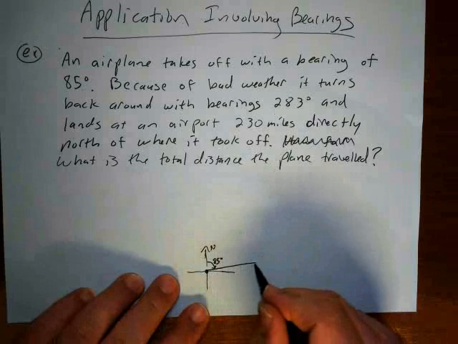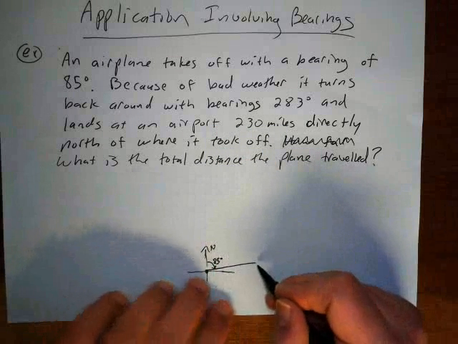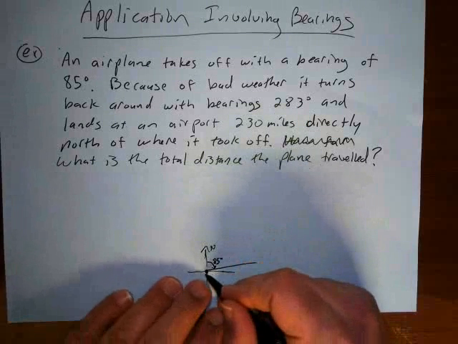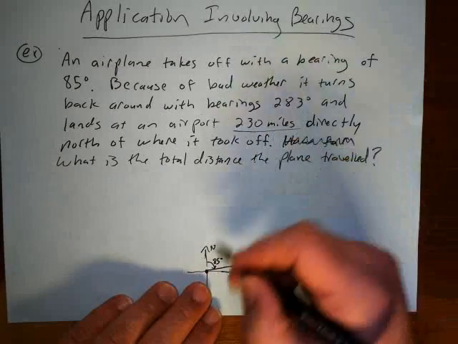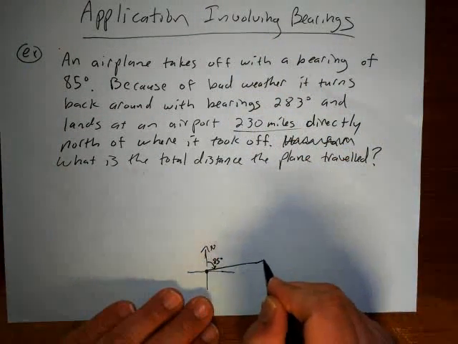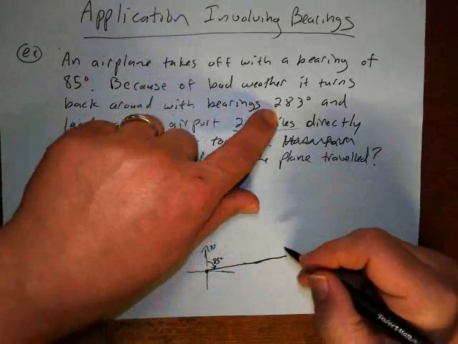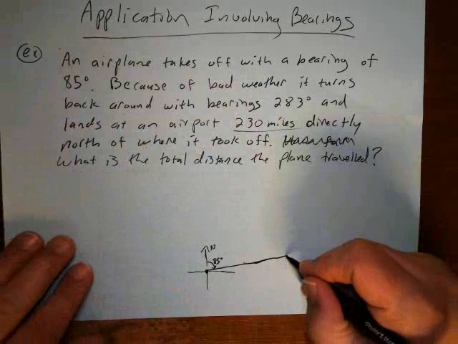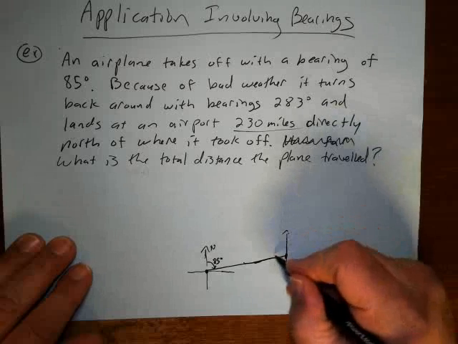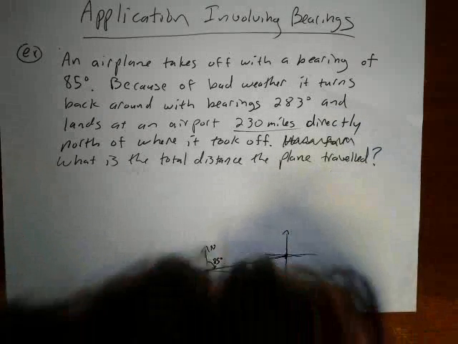And what is going to happen is, due to bad weather, it turns back around and lands directly north of where it starts. It gives me a distance, 230 miles directly north of where it starts. So let's say it keeps going, and at some point it turns around, and then it is headed with a bearing of 283 degrees. So let's see what's going on with that. There's my compass here.